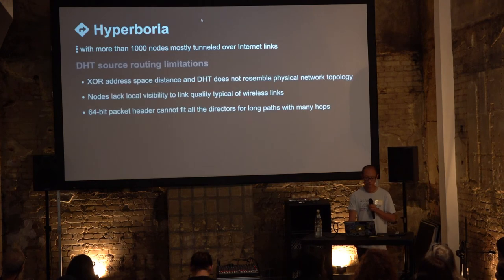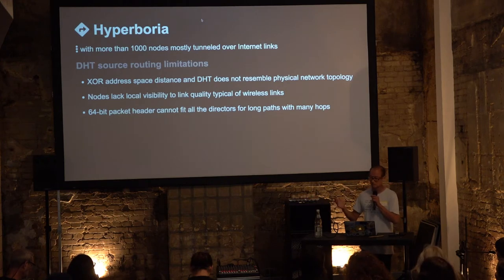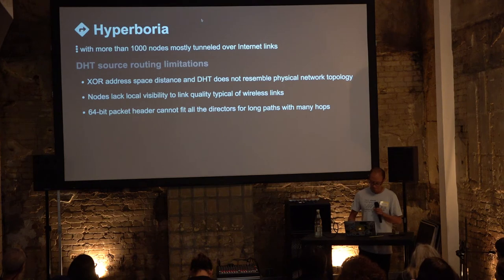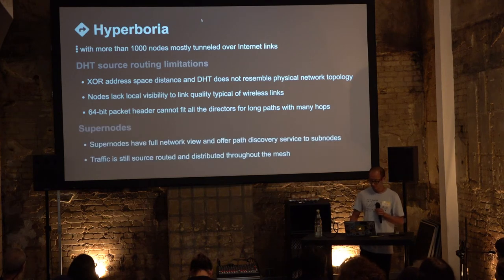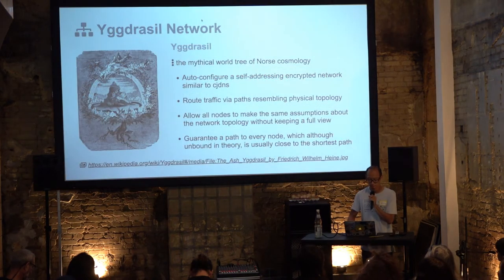So Hyperborea currently has more than 1,000 nodes in this overlay network. It has some problems because this IPv6 address space doesn't correspond to physical space. So your packets may go around from here to Hong Kong and back to Barcelona and then to Australia and then back here. And it has some other problems. So CJDNS has switched to supernode routing, basically having these supernodes that have a full view of the network, but traffic is still routed through the mesh.